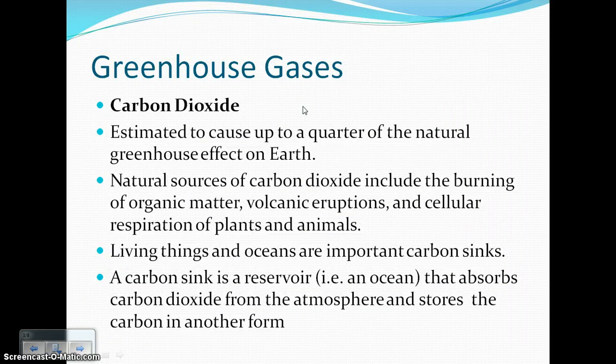Okay. Next, we want to talk about some of the gases that contribute to greenhouse gases. The first one is carbon dioxide. It makes up about 1/4 of the natural greenhouse effect on Earth. Some examples of natural sources of carbon dioxide include the burning of organic matter, volcanic eruptions, and the cellular respiration of plants and animals. Living things in oceans are important carbon sinks. If you think of sinks, they're considered reservoirs. So if we look at an ocean, it absorbs carbon dioxide from the atmosphere and stores the carbon in another form.